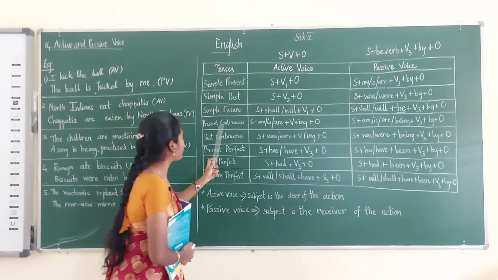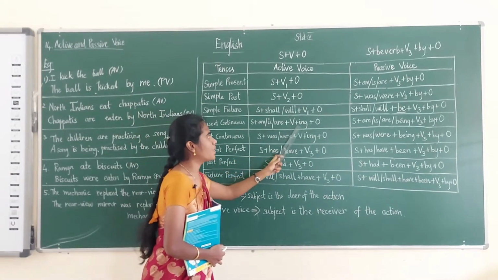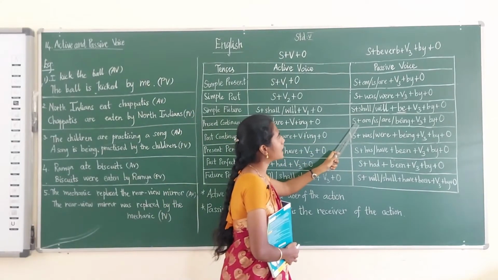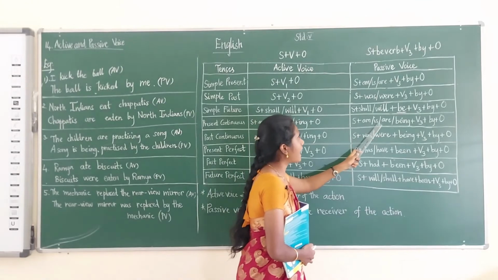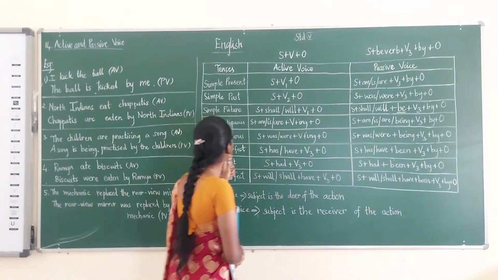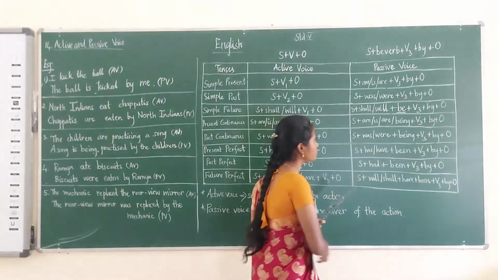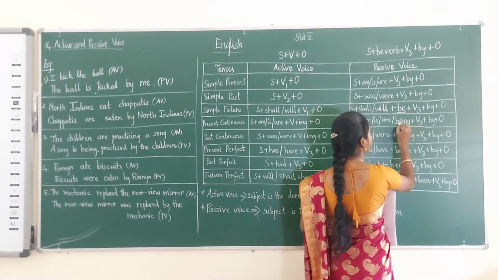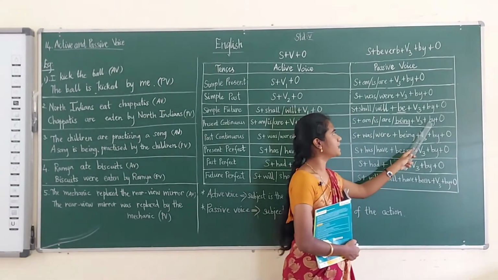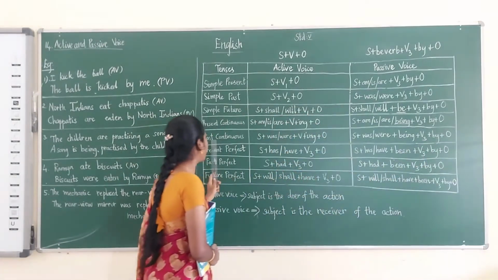Okay, don't forget, in simple future we have to add be. The next one, present continuous: subject plus am, is, are plus verb plus ing. So while you are writing the passive form, subject plus am, is, are plus being. Okay, because it is continuous, we are writing being. In continuous tense, you have to include being plus V3, that is a past participle, plus by plus object.